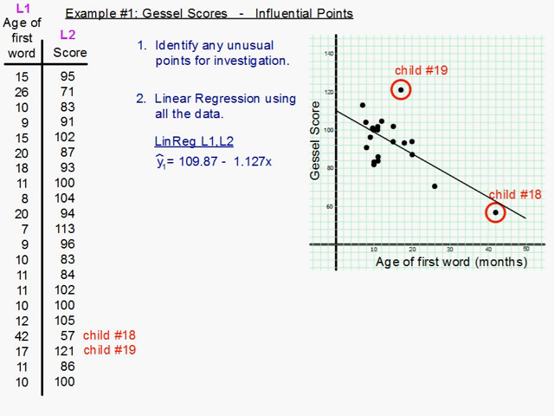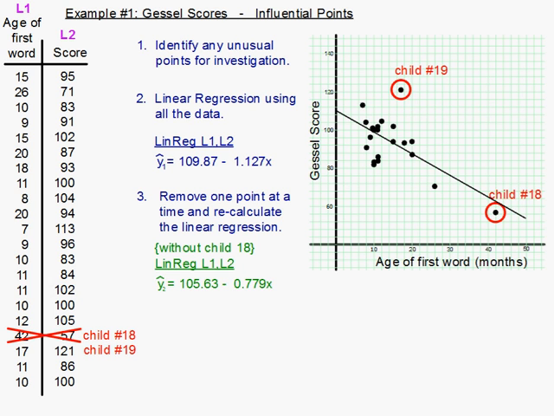What we want to do is perform a linear regression using all of the data. Then we want to remove each point of investigation one at a time and recalculate the linear regression. So we'll take out child 18, recalculate the linear regression, and that would look something like this. And you definitely want to plot the linear regressions.